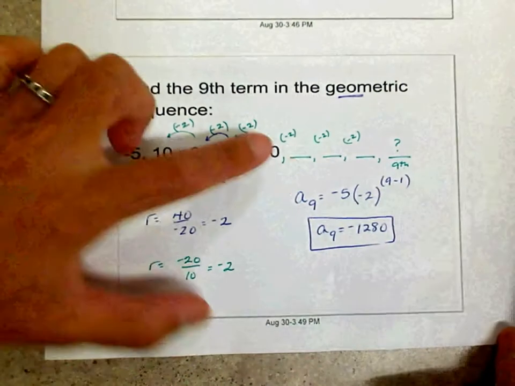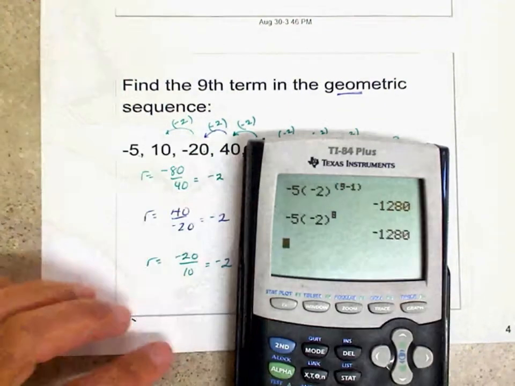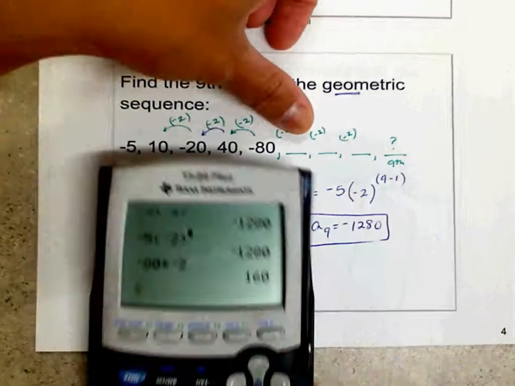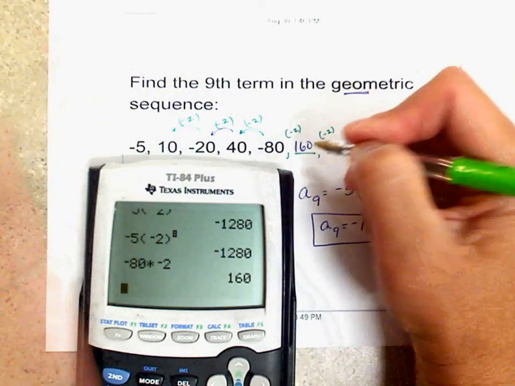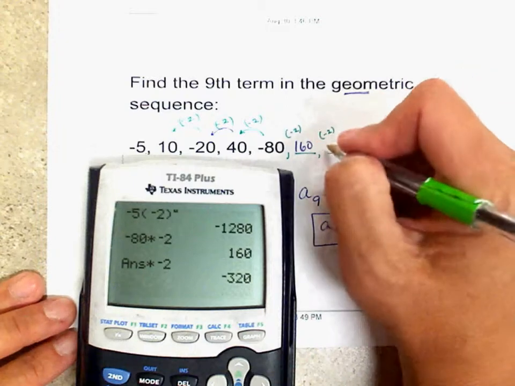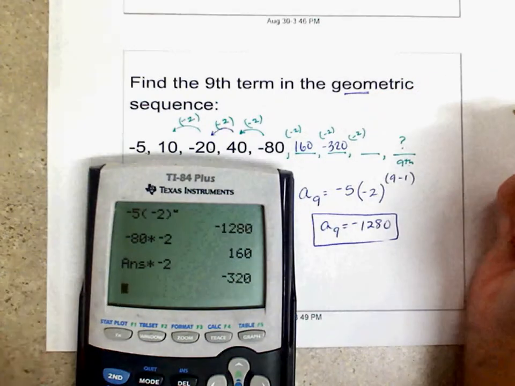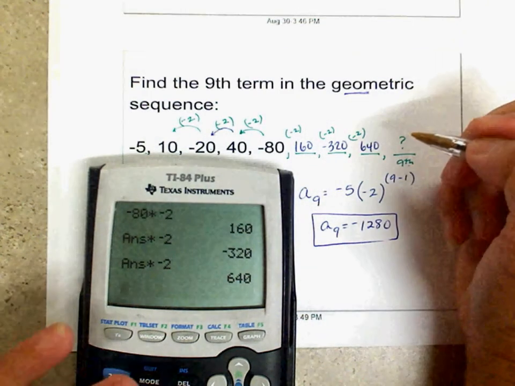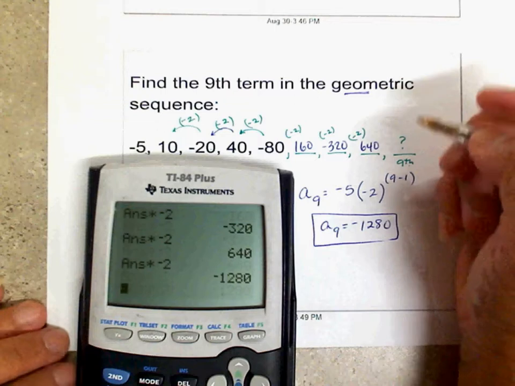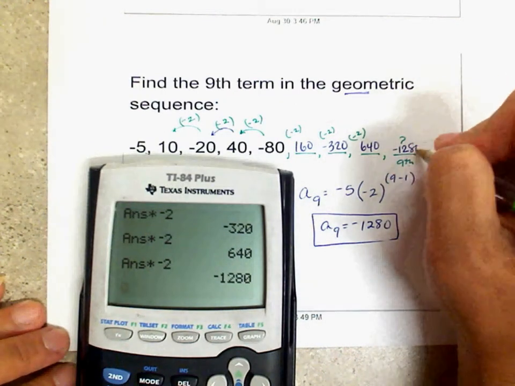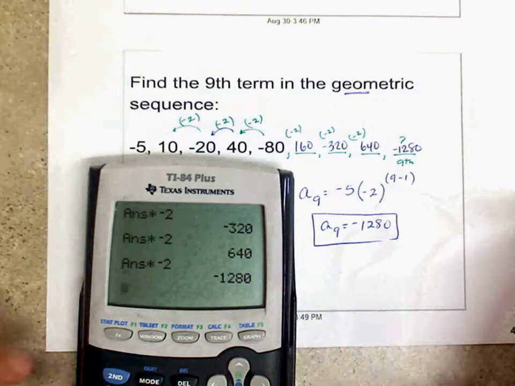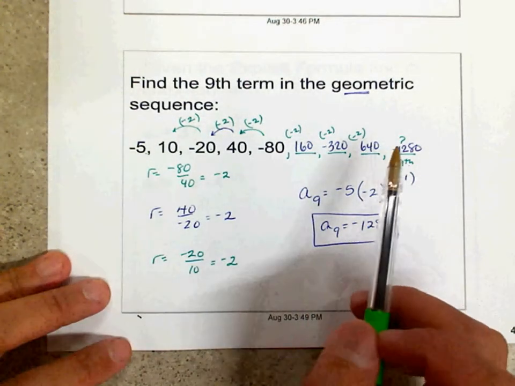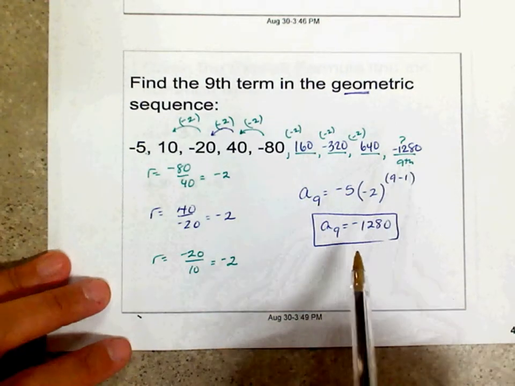Okay? Let's do it this way, see if we get the same answer. Negative 80 times negative 2. So this one is 160 times negative 2, negative 320 times negative 2, 640 times negative 2, negative 1,280. You see how you have the same answer? So this way wasn't bad, but what if you were looking for the 957th term? You want to use this method. So know your methods.